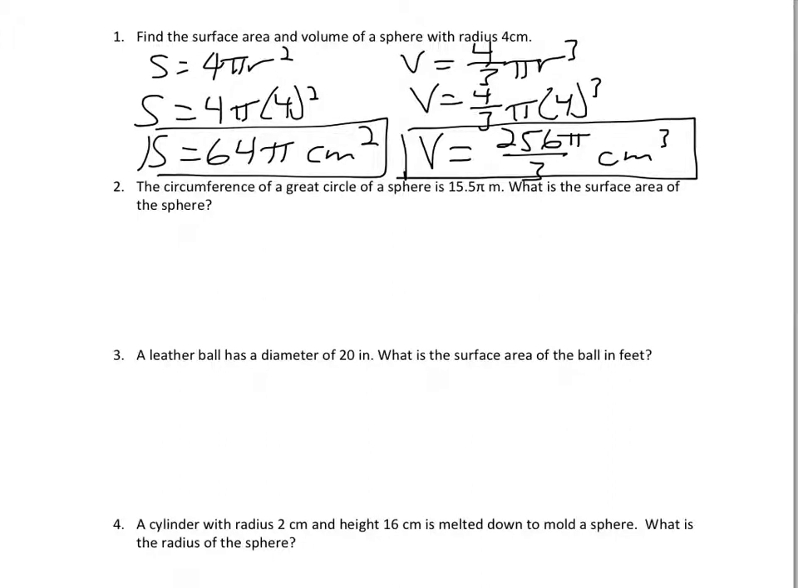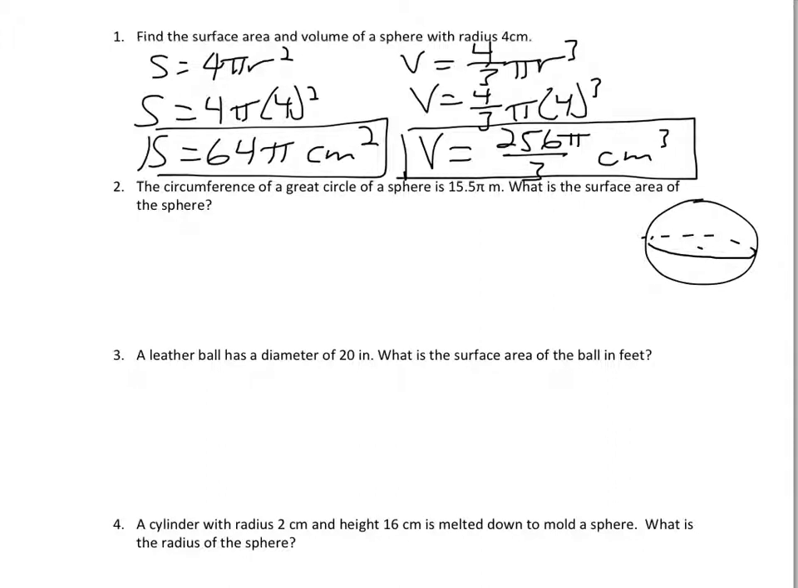Now, the circumference of a great circle. A great circle is just a circle that basically cuts directly through a sphere in half. So that circle that I drew on the other page, like this little guy, that would be a great circle, right? It cuts it in half. So the center of that circle is also the center of the sphere. Okay, so the circumference of that circle is 15.5 pi. We're going to find the surface area of the sphere.